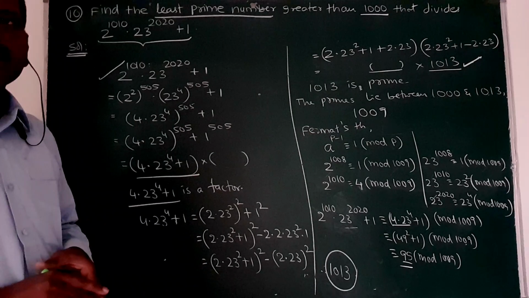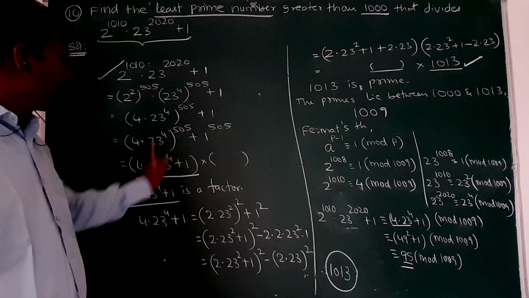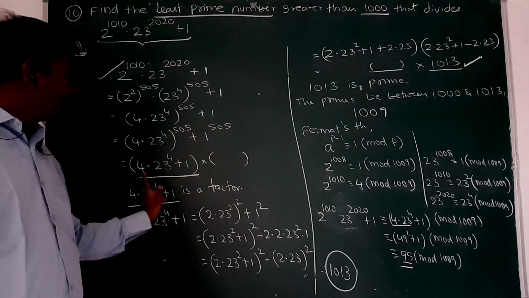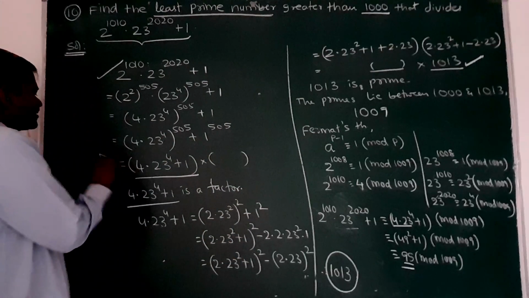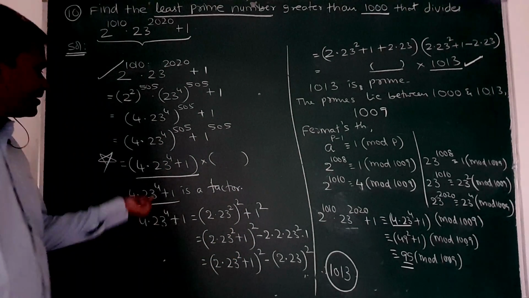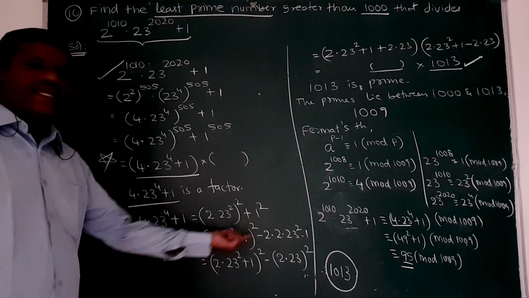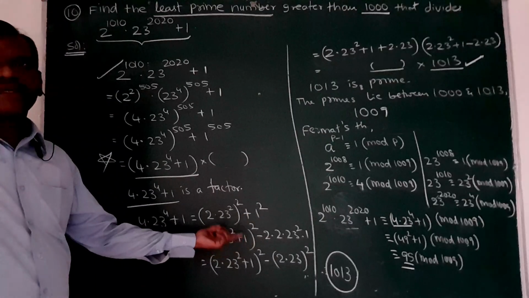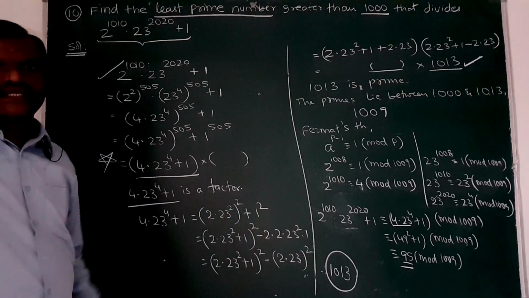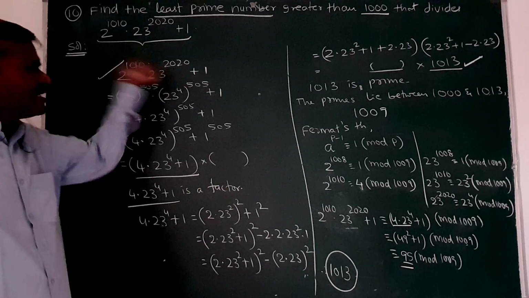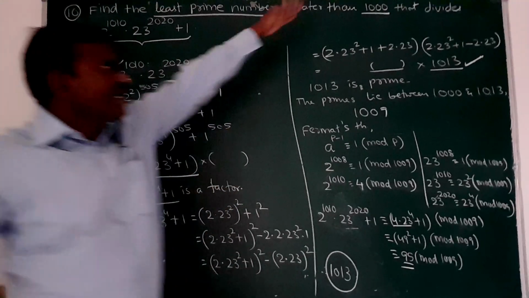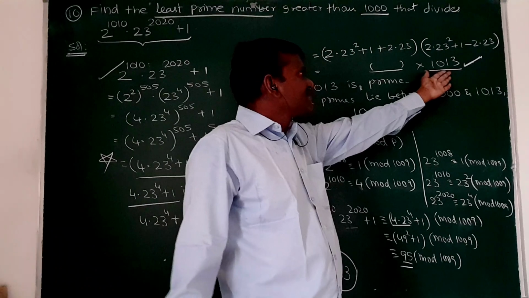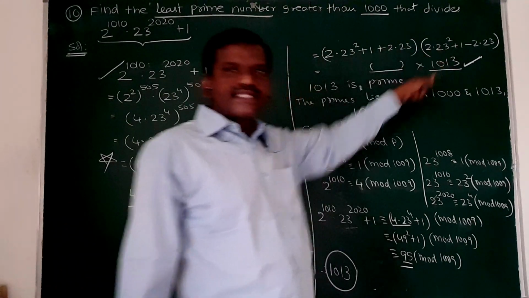This is the thing here. So you have to remember a power n plus b power n has a plus b as one of the factors. That is the first important point. Then a square plus b square can be written as a plus b whole square minus 2ab. So that I am getting two factors here. These two are also factors of the given expression. So I got 1013 as the smallest value, and 1013 is a prime number.